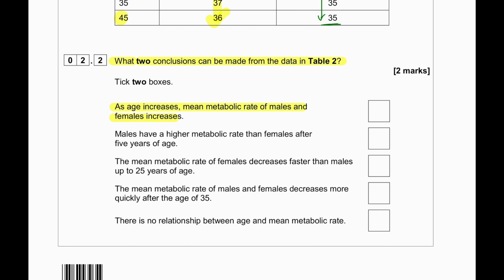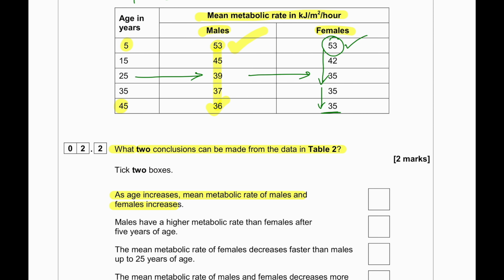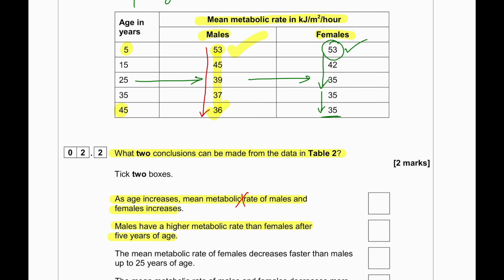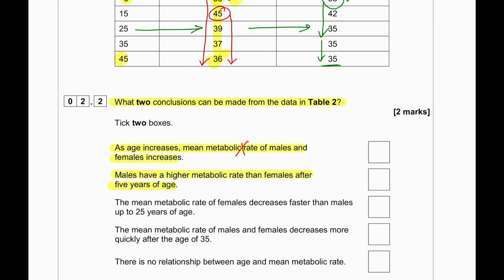We can see in both cases, it decreased from 53 to a lower number. So this is a wrong statement. Males have a higher metabolic rate than females after 5 years of age. It is true, because at 5 years of age, they both have the same metabolic rate, but after that, throughout life, males have a higher metabolic rate than females.